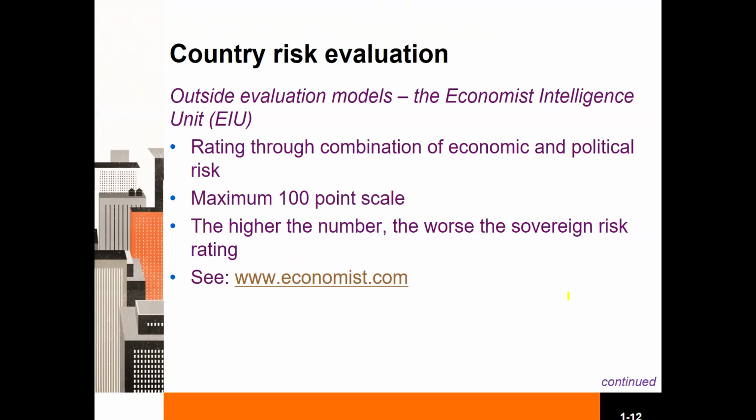The next one is the Economist Intelligence Unit. It is a sister concern of the Economist. It rates country risk by combined economic and political risk on 100. I mean, 100 is the maximum on a 100-point scale. The higher the number, the worse the sovereign risk rating of the country, and the lower the number indicates lower risk.